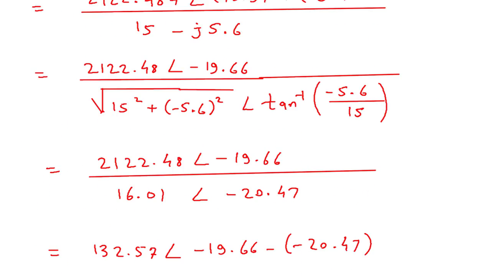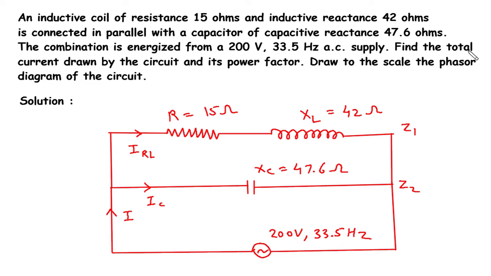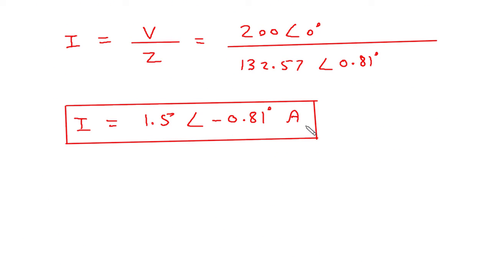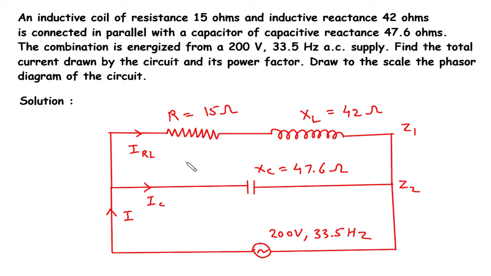Now next, find the total current drawn by the circuit. So the total current drawn by the circuit will be 1.5 ampere. Now we can also find the IRL and IC.